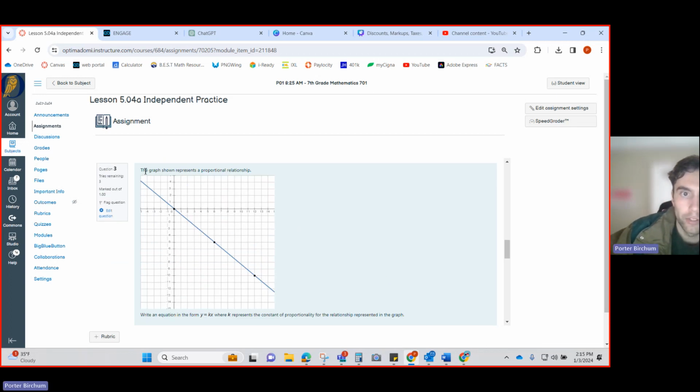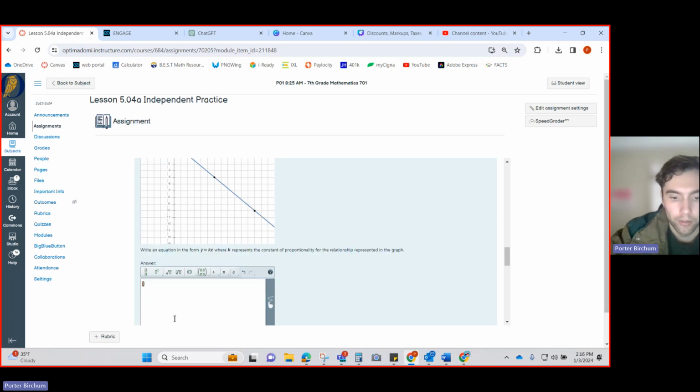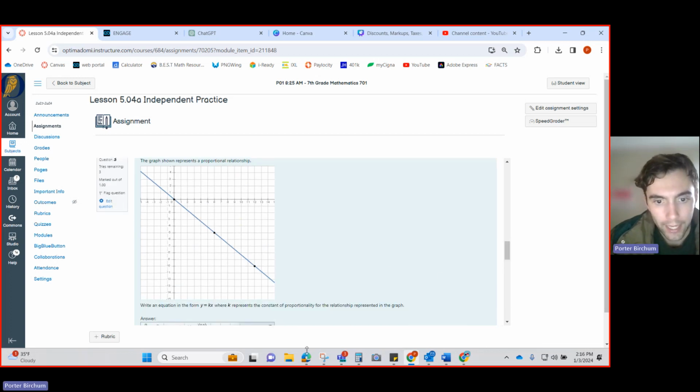Question 3. The graph shown represents a proportional relationship. Write an equation in the form y equals kx, where k represents the constant of proportionality for the relationship represented in the graph. So my final answer will look like y equals something x. Here we go. To find out what that something is, I think I have to find out what k is.